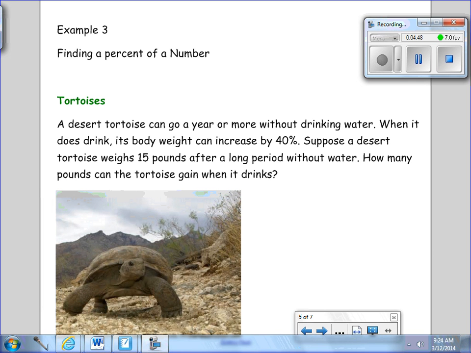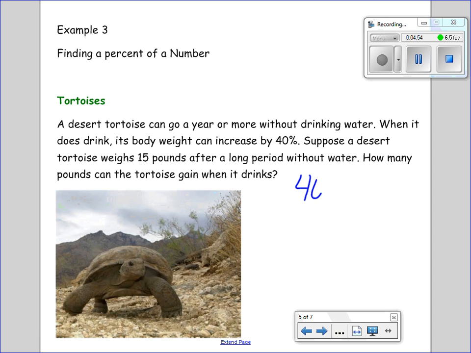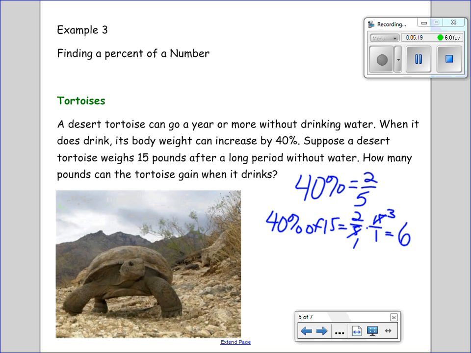So finding 40% of 15 pounds, you're going to use the fact that 40% is equal to 2/5. Then you're just going to multiply. 40% of 15 is going to be equal to 2/5 times 15 over 1. You may simplify this before you multiply, then it equals 6. So the desert tortoise can gain 6 pounds when it drinks the water.